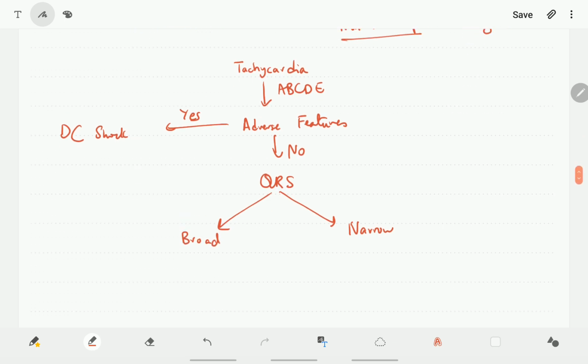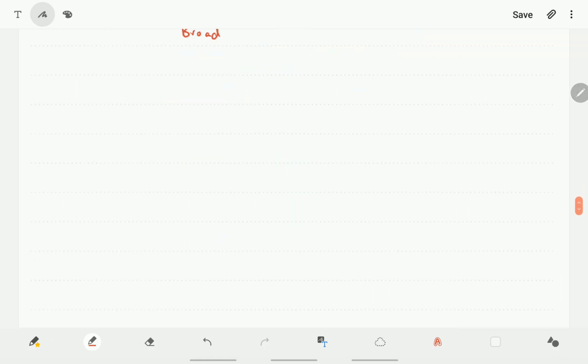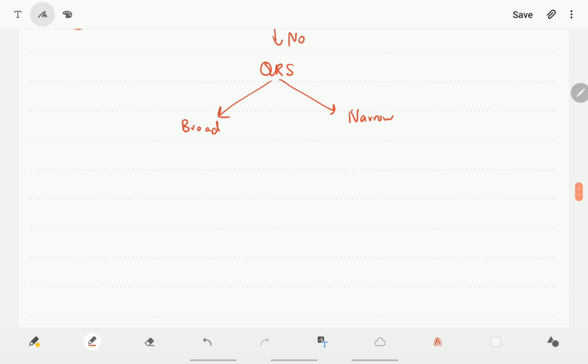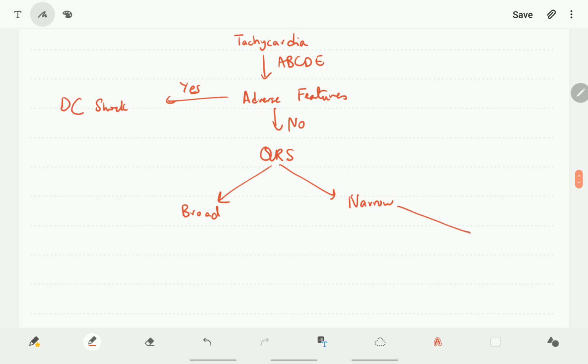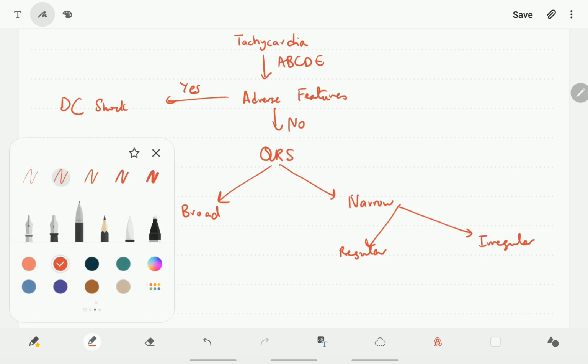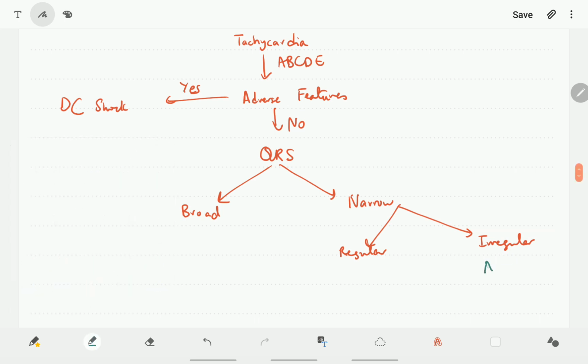Now the narrow ones: is it irregular or regular? Irregular, of course, means AF. Or if it's regular, the causes are sinus tachycardia, atrial flutter, AVRT, or AVNRT.